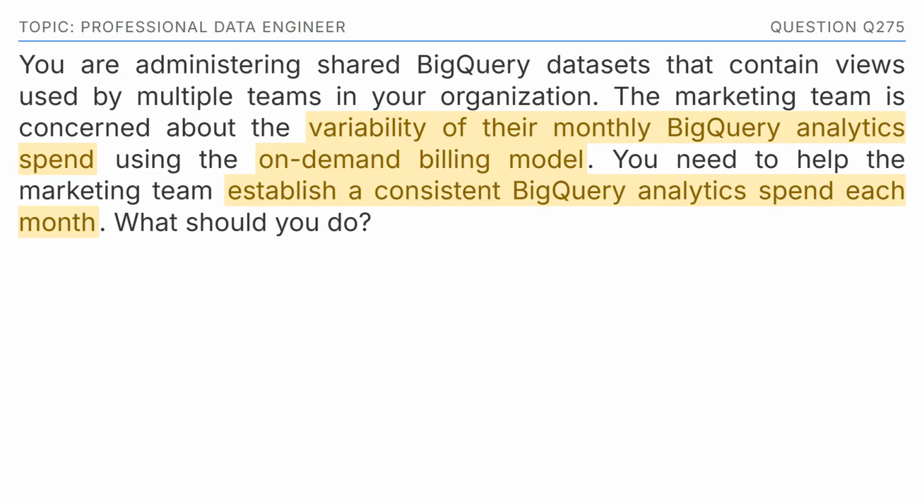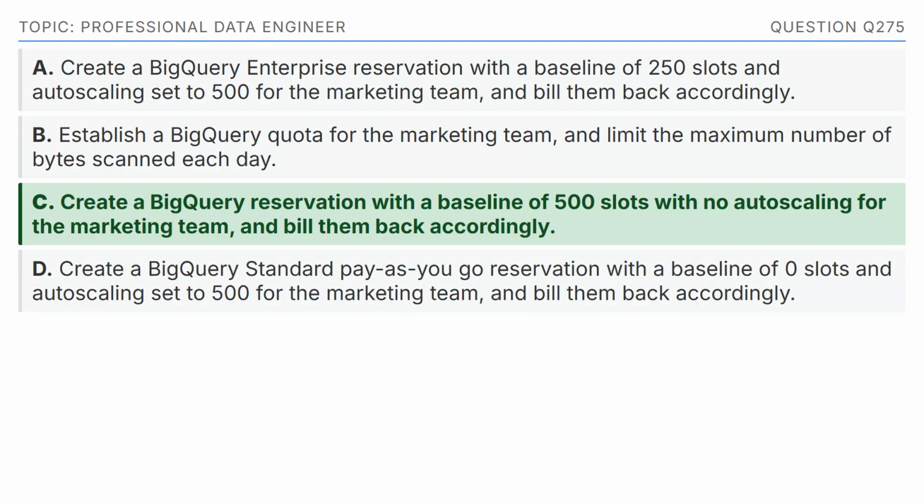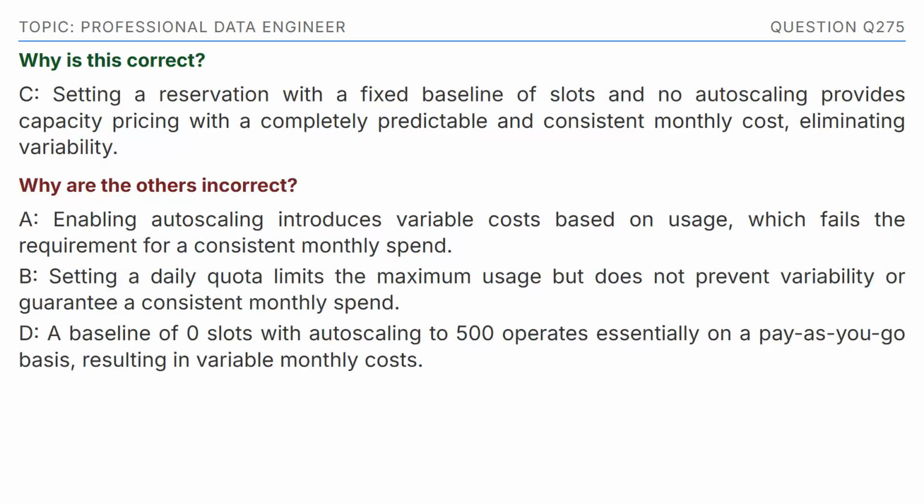To arrive at the correct answer, we focus on the keywords: variability of their monthly BigQuery analytics spend, on-demand billing model, establish a consistent BigQuery analytics spend each month. The correct answer is option C. Create a BigQuery reservation with a baseline of 500 slots with no autoscaling for the marketing team, and bill them back accordingly. Why is this correct? C. Setting a reservation with a fixed baseline of slots and no autoscaling provides capacity pricing with a completely predictable and consistent monthly cost, eliminating variability.